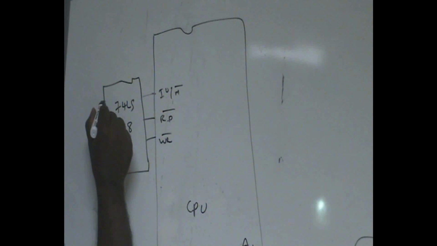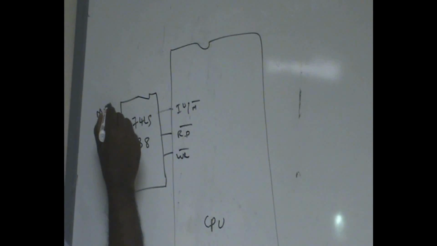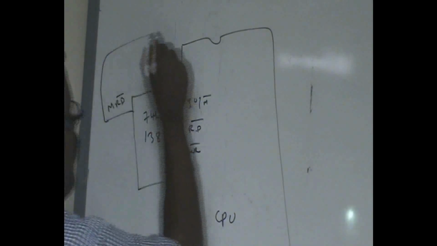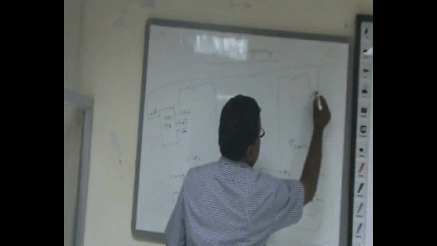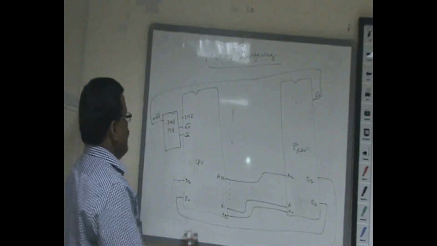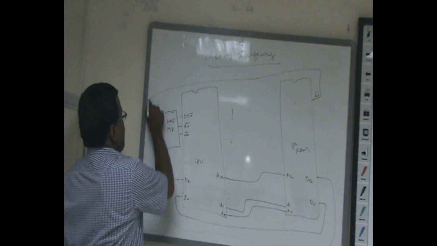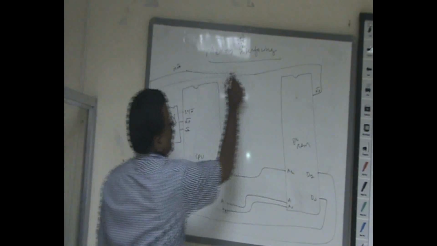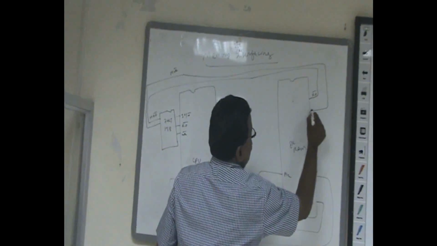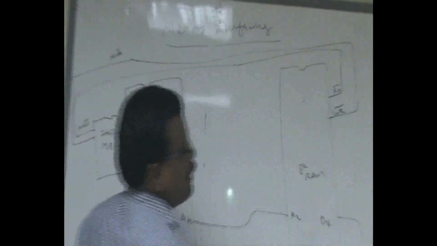So what we require is memory read bar. You get this combination of signal. You connect it with the read bar of memory IC. And another signal required is memory write bar. This is memory write bar. This should be connected with write bar of memory IC.